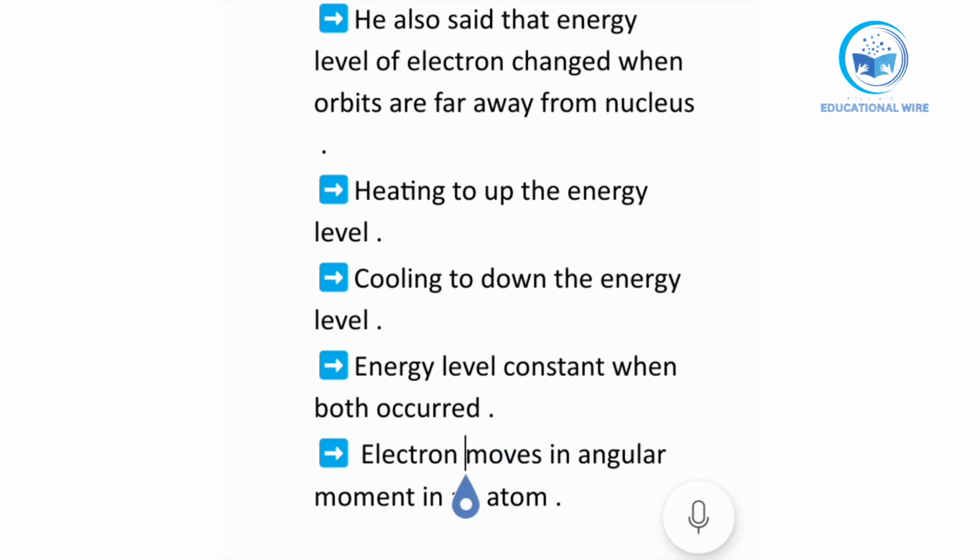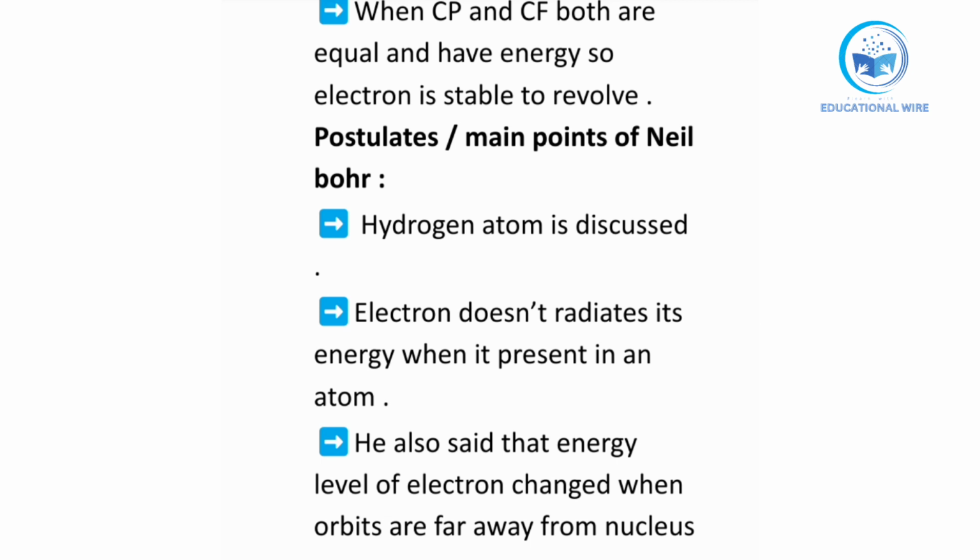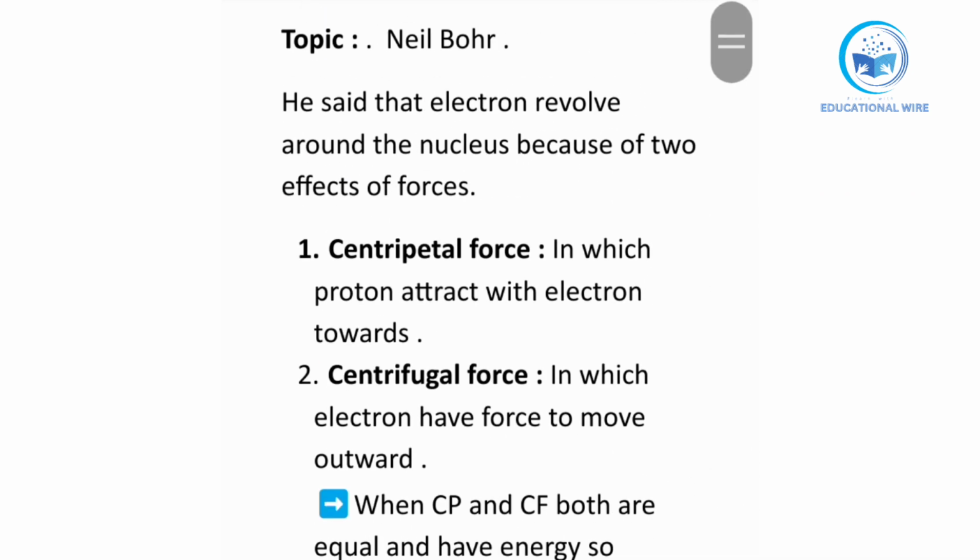And the last point is that the electron moves in angular movement in an atom. It can be a question of which movement the electron follows, angular or spiral. So you have to say angular or circular motion. So these are some of the postulates, the main points of Niels Bohr. After Rutherford, we discussed Niels Bohr and how he gave his theory with these two forces, centripetal force and centrifugal force. Hope you understood today's lecture very clearly. Thank you so much.